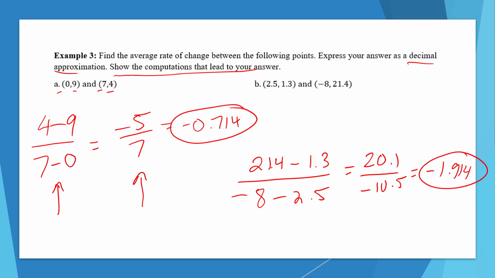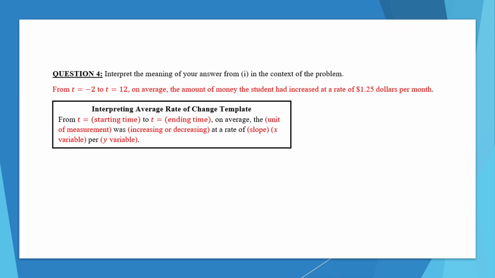All right, so for question number 4, this will ask you to interpret the meaning of your answer from question 3, the slope that you just found, in the context of the problem. And this is one version, one iteration of question 4. There's another one that we'll get to later. And so here's a general template that will always work for interpreting the average rate of change.